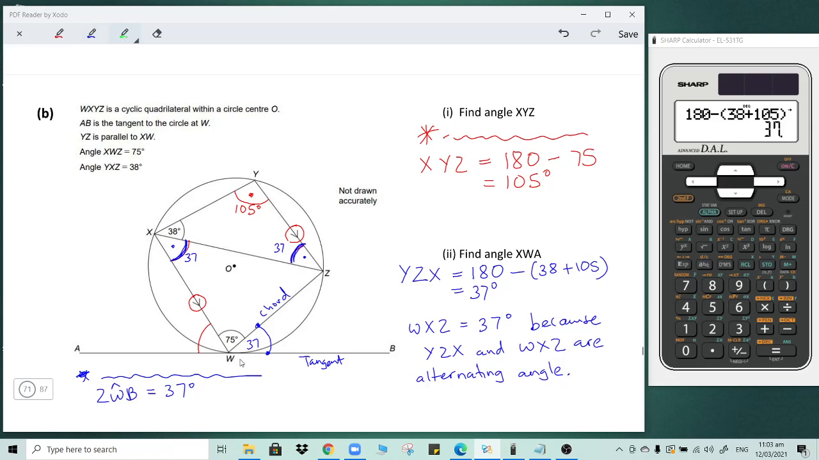Don't forget the aim of the question. We're trying to find this angle. We're almost there. Isn't this a straight line? All the angles 1, 2, 3 must add up to 180. So to get the angle XWA, you have to take 180 and minus what? The 75 plus the 37. Let's work that out. And we're finished with the question there.